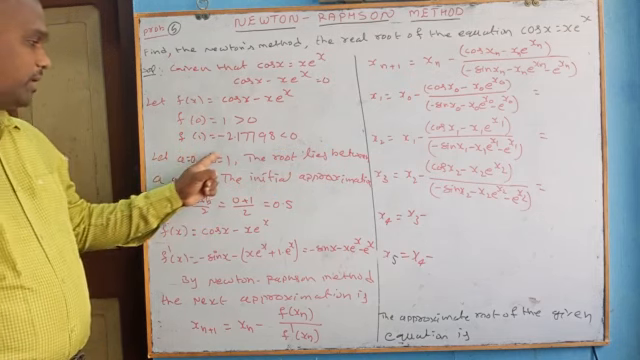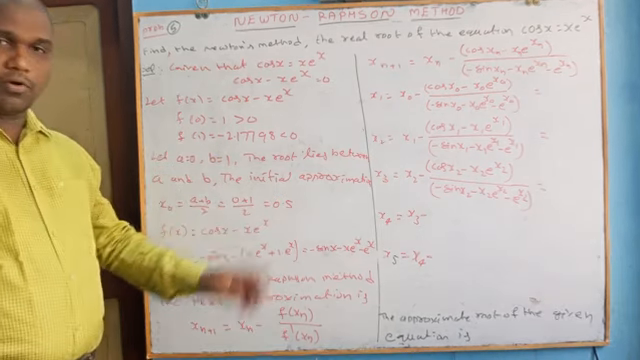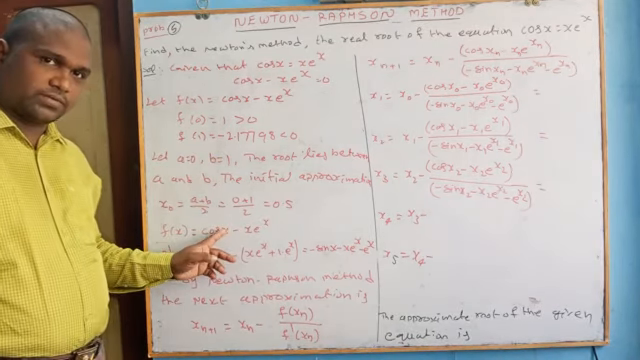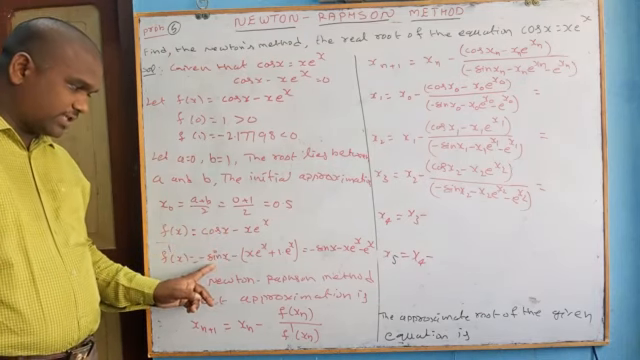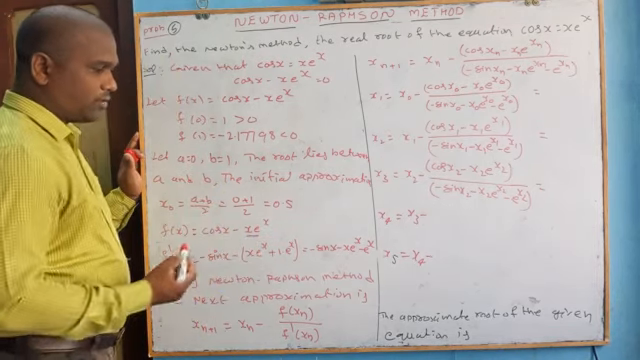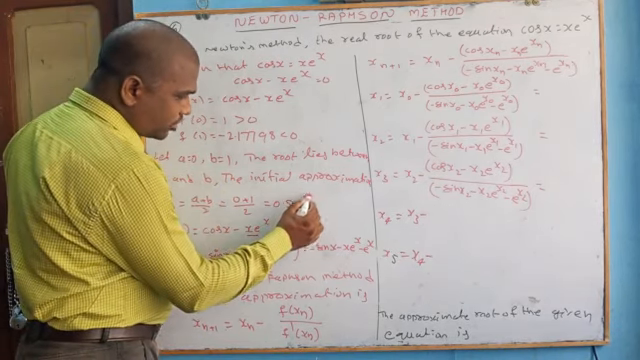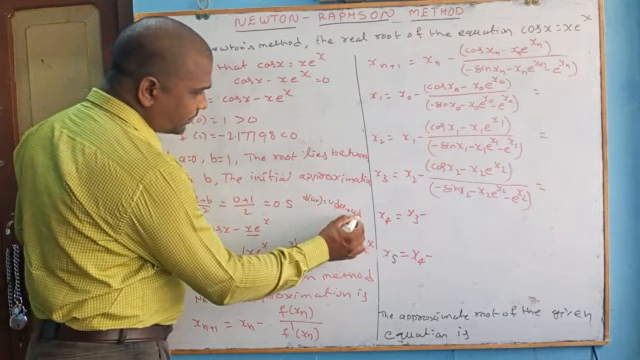What is a? 0 plus 1 by 2, that is 0.5. And f of x is equal to cos x minus x e power x. Differentiate this function with respect to x. f dash of x is equal to the differentiation of cos x, which is minus sin x. You can apply the UV formula for x e power x. What is the UV formula? Differentiation of UV is equal to V DU plus U DV.